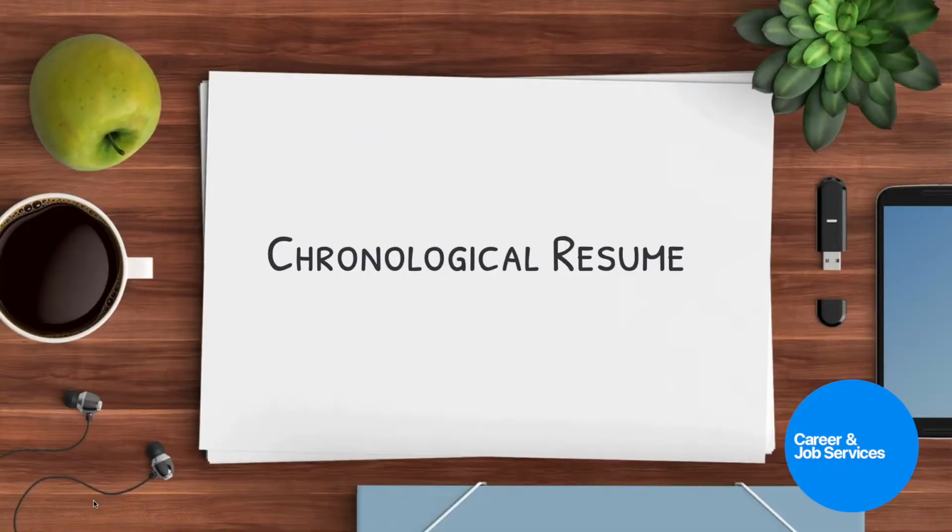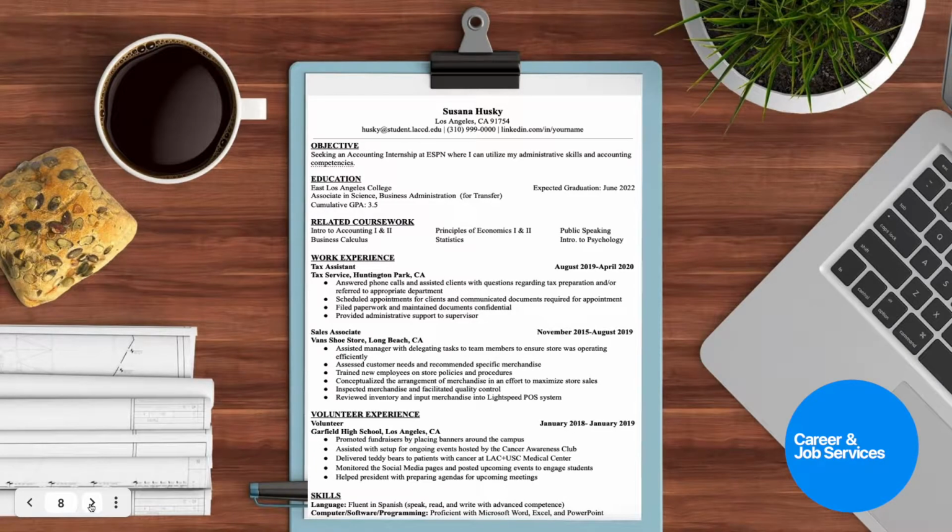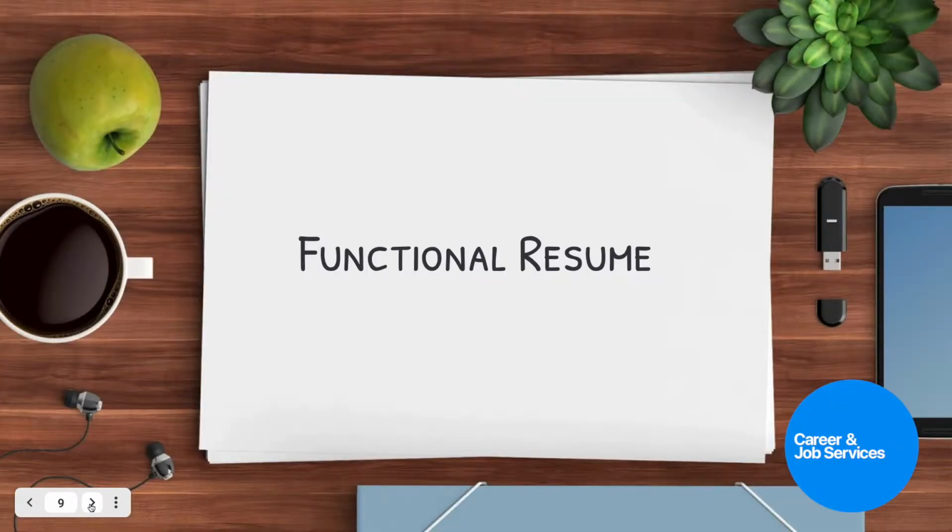Let's take a look at a sample chronological resume. In this example we see here, the student has highlighted their job titles, the name of the organization, the city and the state, along with the date ranges. This information is listed both in the work experience and in the volunteer experience. This is a sample of a chronological resume where we see the student's career progression and the specific jobs they've had.